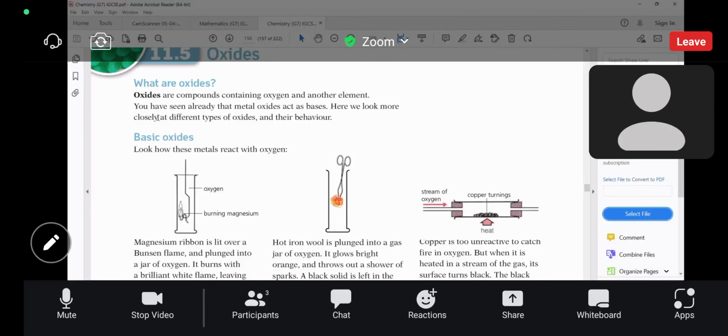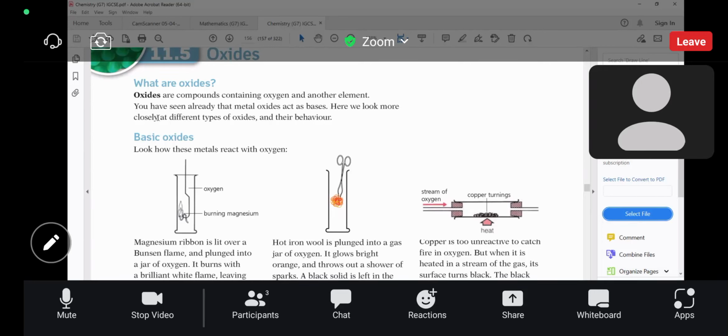Magnesium, sodium, all are metals. So metal oxides are basic. They show the properties of bases. For metals, we put plus, and for non-metals, minus. Sodium is a metal and oxygen is a non-metal. Generally, metals lose electrons from their outermost shell and non-metals gain electrons and form anions. So this is the cation, this is the anion.